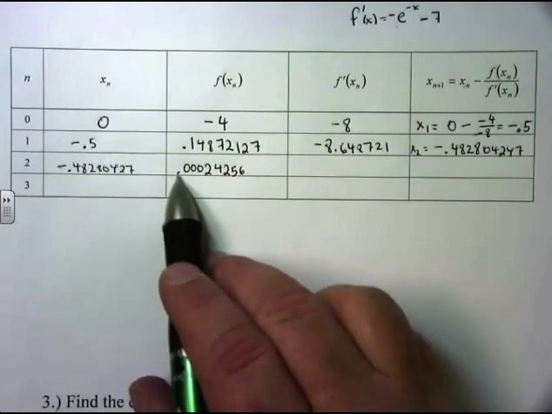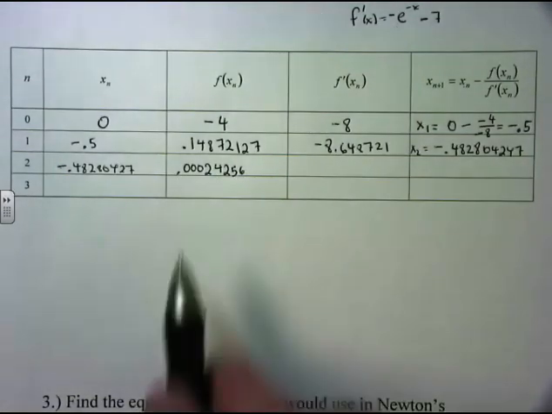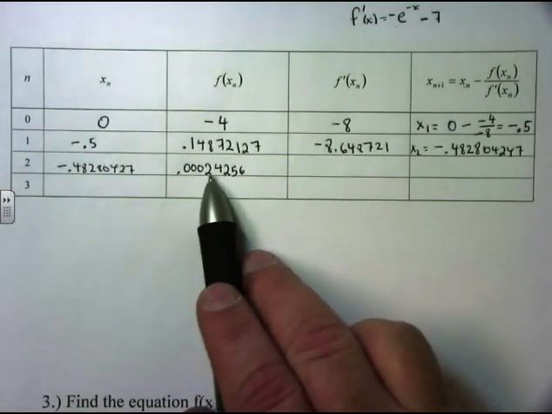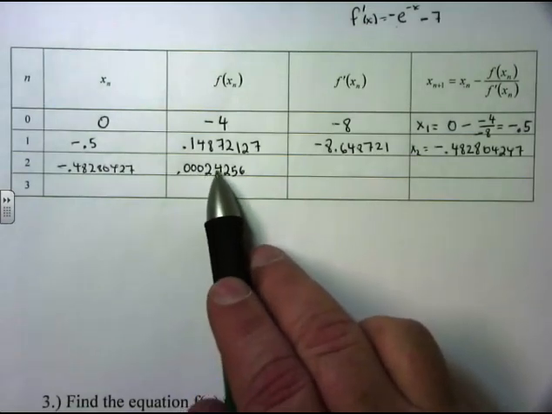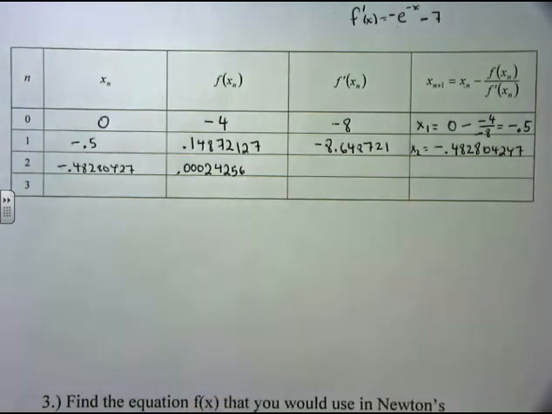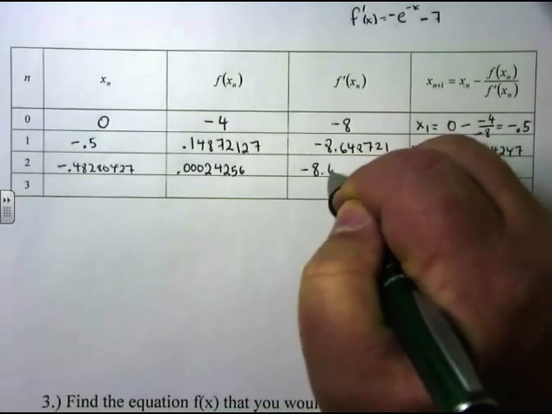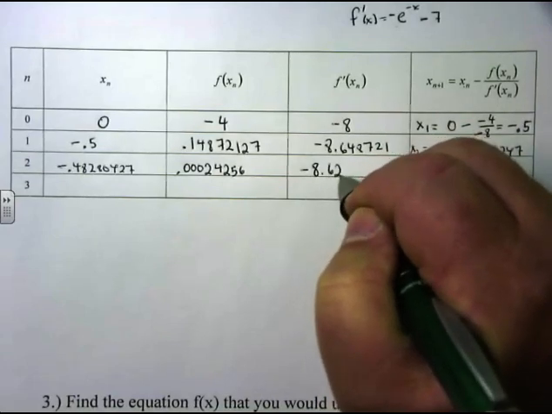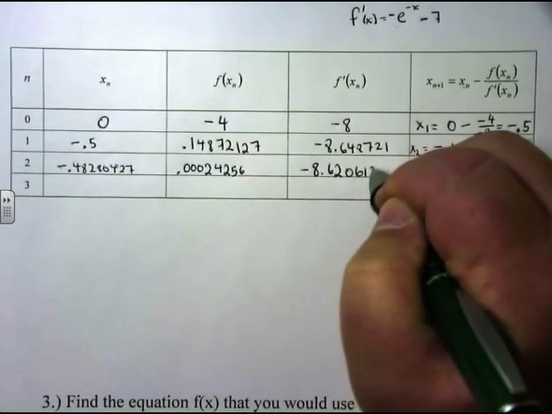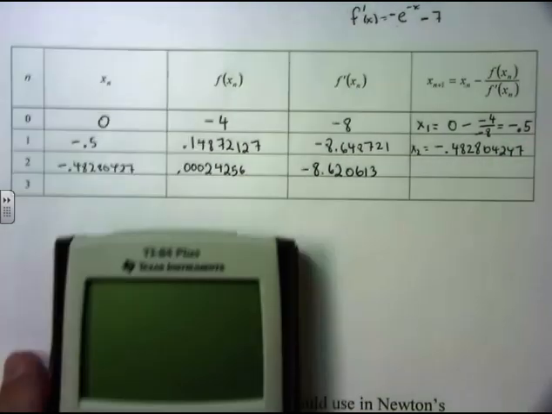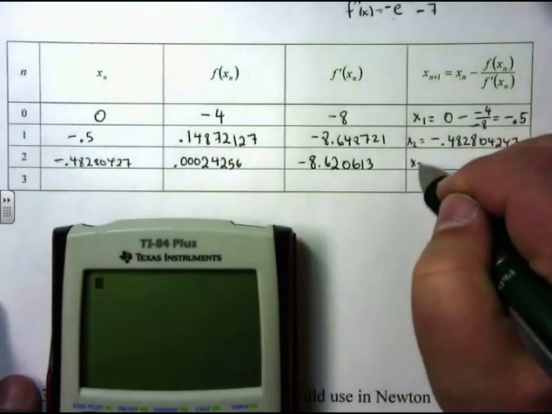It meant I moved my decimal place 4 places to the left. That gave me 0.0002425.6. And now I'm plugging into my derivative. I got negative 8.620613. And now plugging it into my iteration formula for x3.